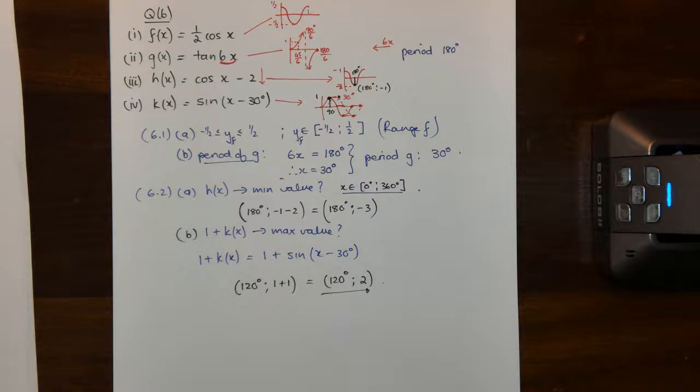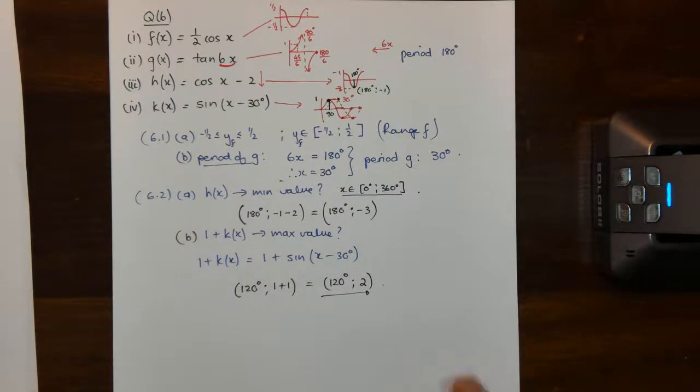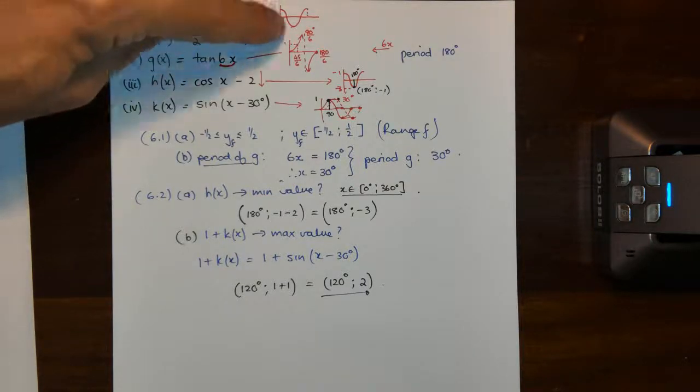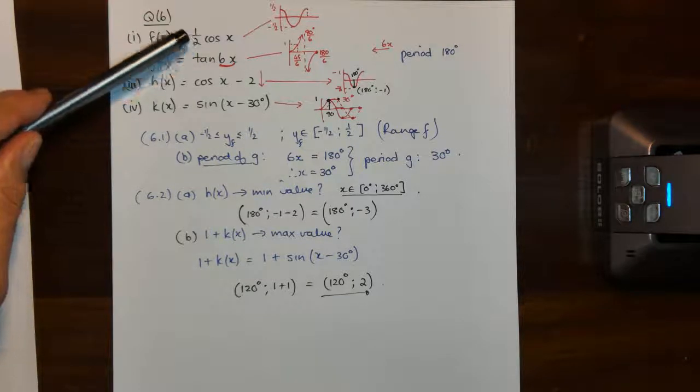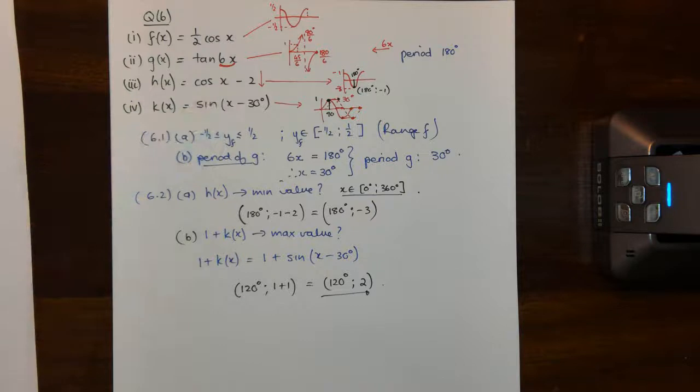So that gives us 120 degrees and 2 for the maximum value on the interval 0 to 360. Folks, it's not difficult. It is very, very easy if you know the mental images of the mother functions: y equals cos x, y equals sin x, y equals tan x. Know where the maximums are, know where the minimum points are, know where the turning points are on the interval 0 to 360. Then it's easy for you to interpret the same graph with a particular transformation we've applied to it.